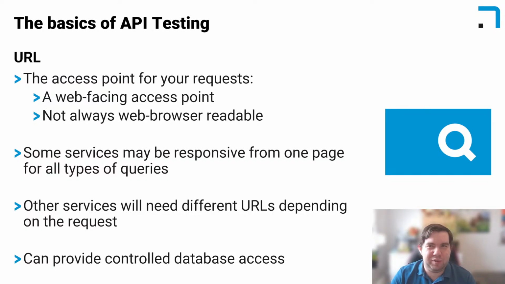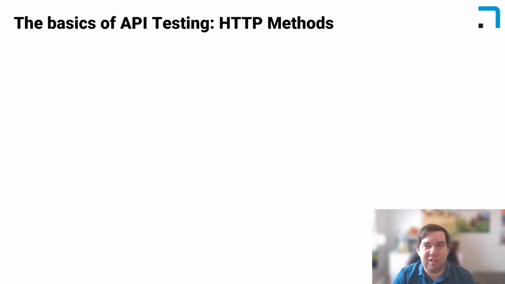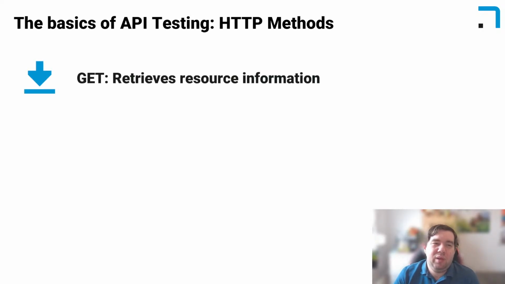So that covers the URLs, and now we can move on to the HTTP methods. There are a fair number of HTTP methods that we can use when making API requests, but I just want to cover the main 5 that are the most useful to us in testing and also development. First up is the GET method. This retrieves some kind of resource information from the server. Let's call our endpoint a server. Makes things simple.